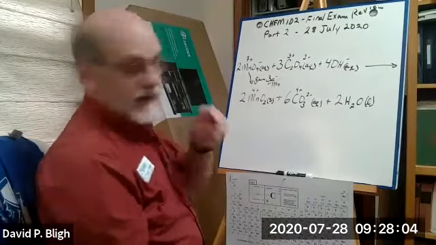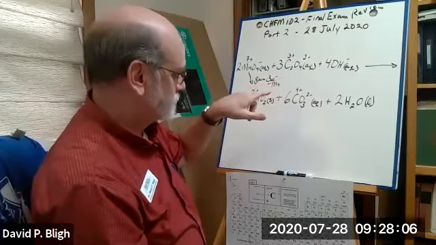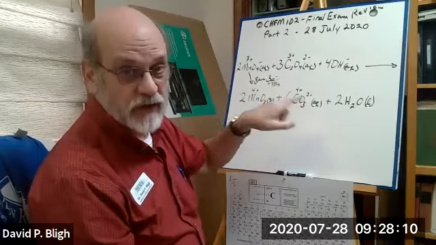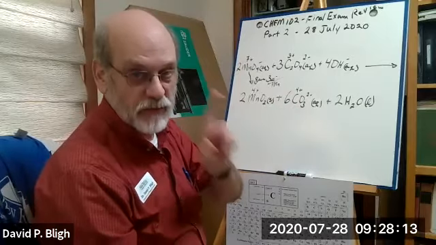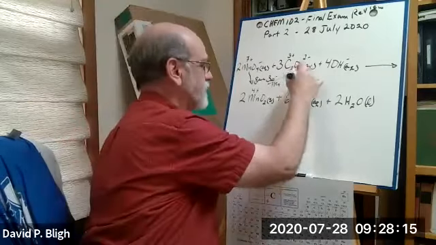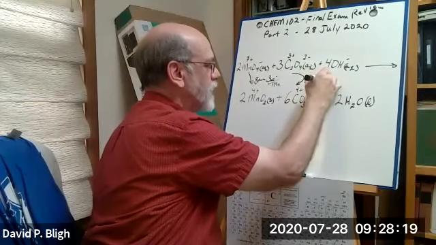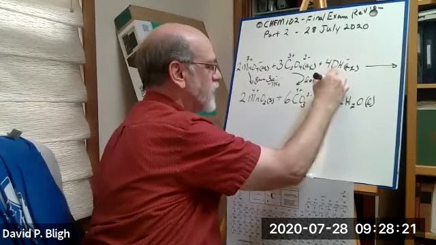Okay. Carbons. Carbon went from 3 plus to 4 plus. So it had to lose 1 electron per carbon. So that's a loss of 1 electron per carbon.